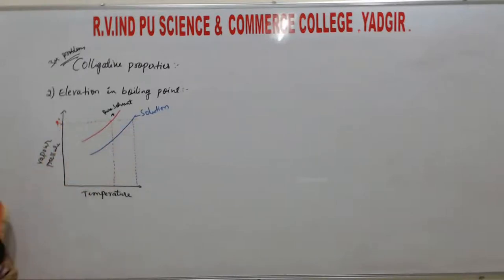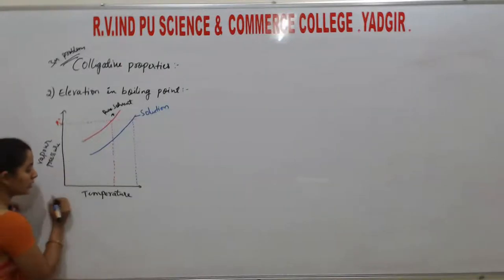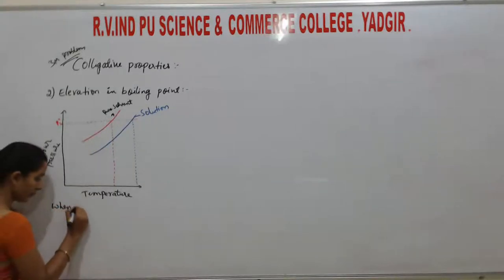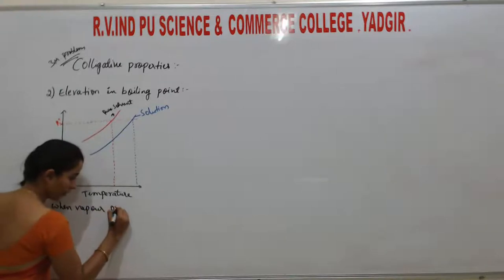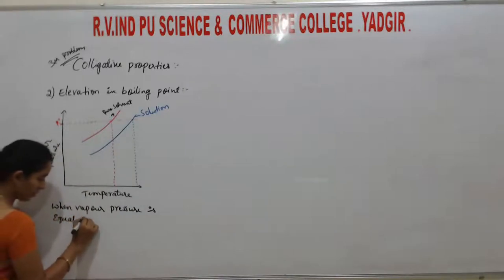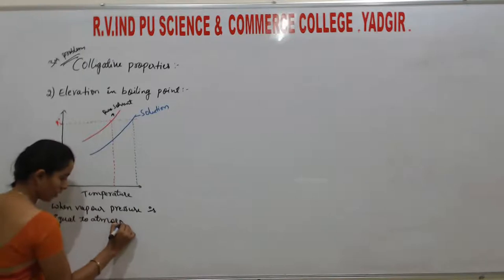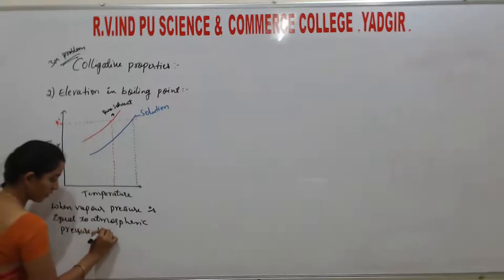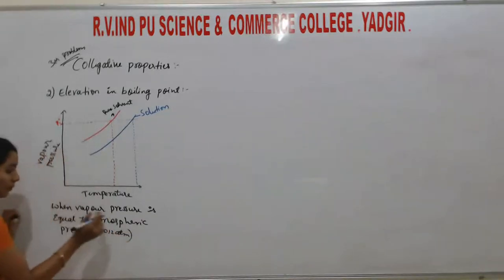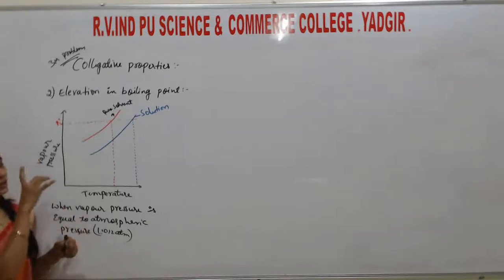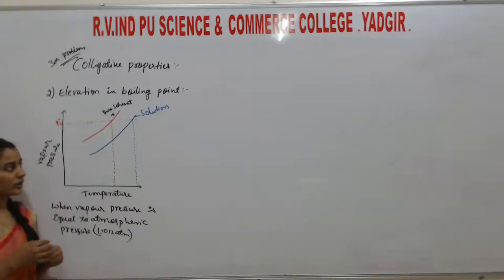So what is the boiling point? At what temperature does the liquid boil? The liquid boils when the vapor pressure is equal to atmospheric pressure, that is 1.012 atm. So when the vapor pressure of the liquid or a solution is equal to one atmospheric pressure, only then does the liquid or solution start to boil.